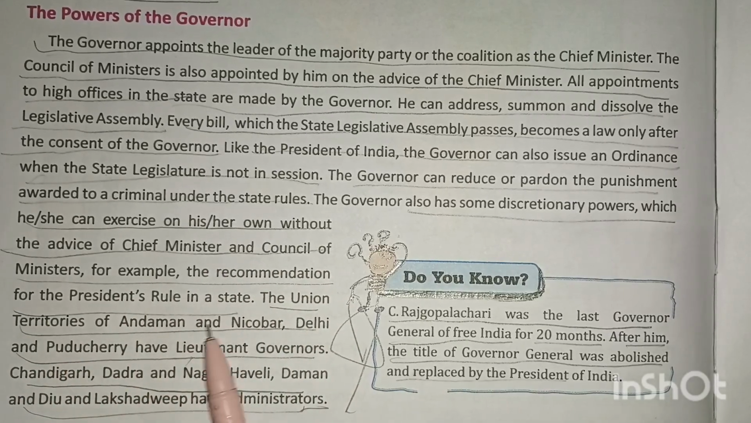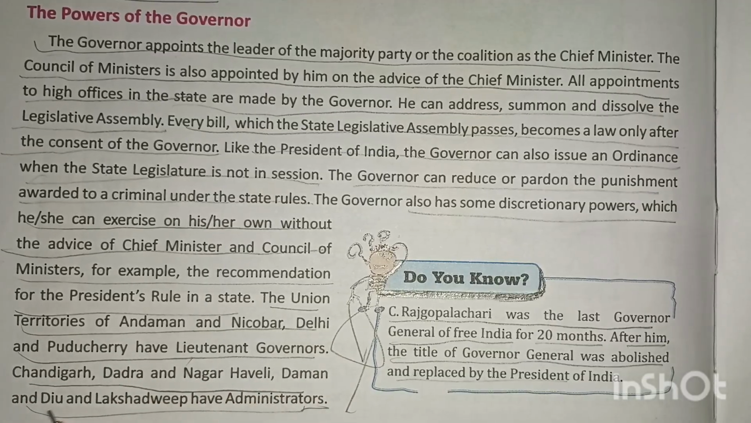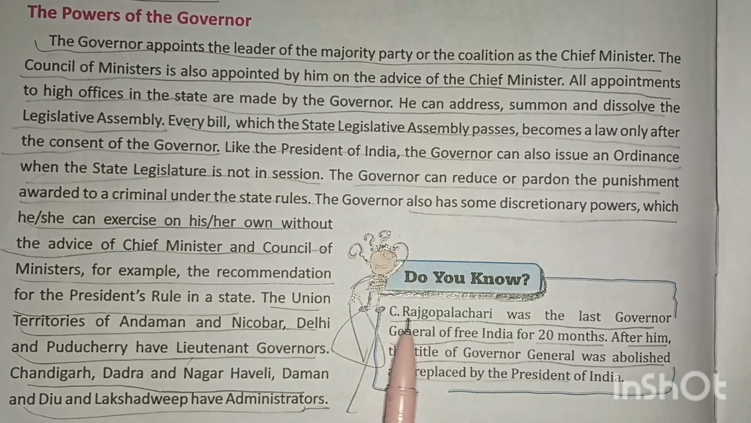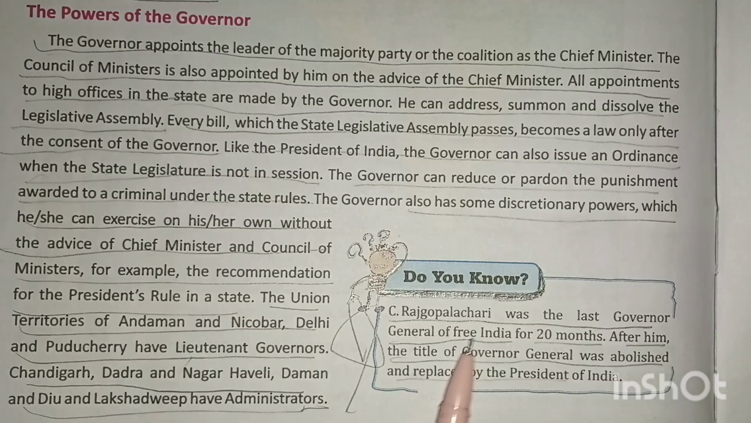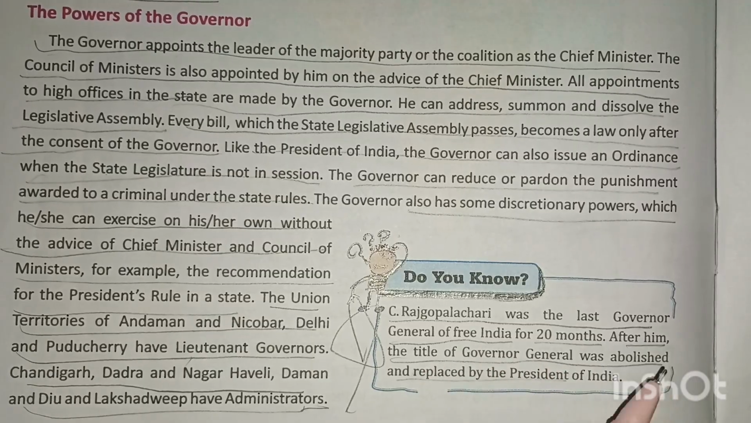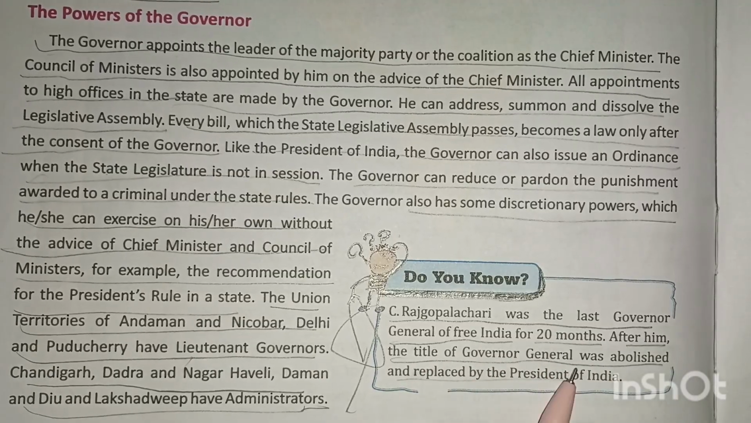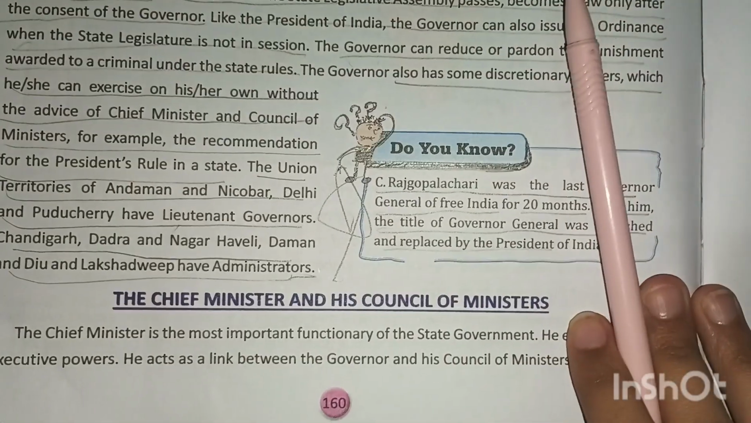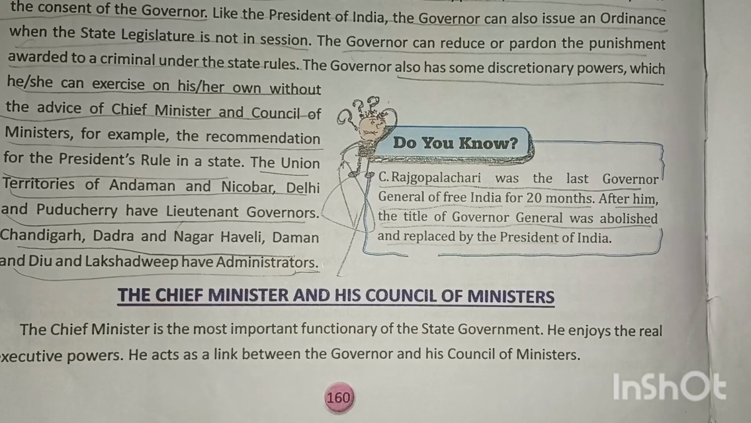The union territories of Andaman and Nicobar, Delhi and Puducherry have lieutenant governors. Chandigarh, Dadra and Nagar Haveli, Daman and Diu and Lakshadweep have administrators. Do you know C. Rajagopalachari was the last Governor General of Free India for 20 months. After him, the title of Governor General was abolished and replaced by the President of India.